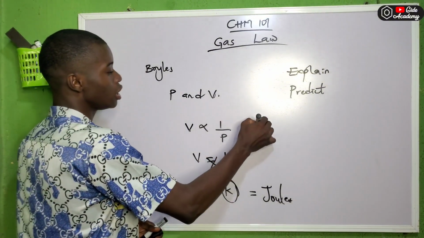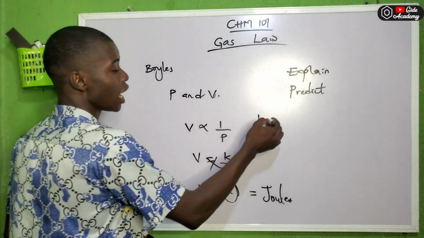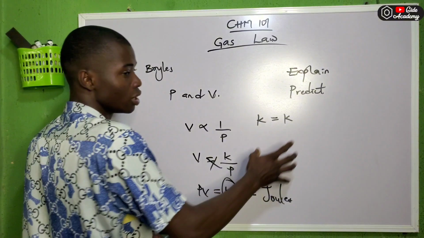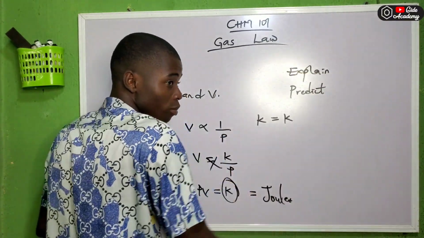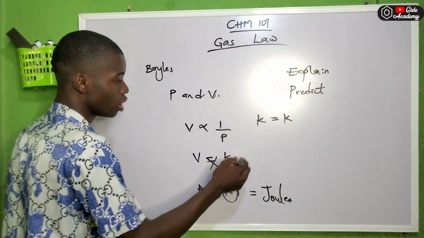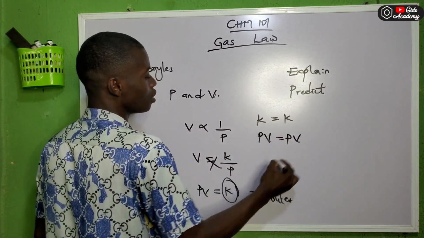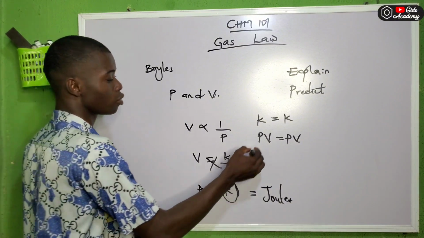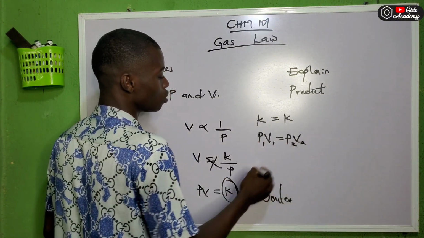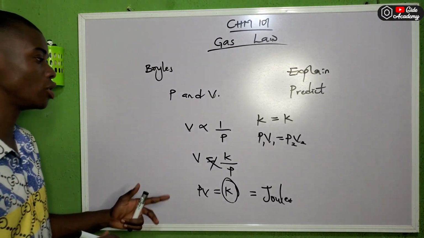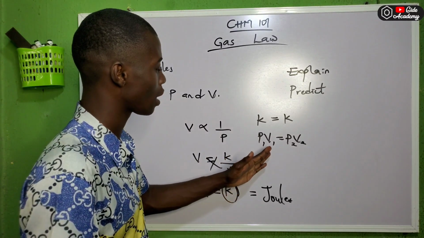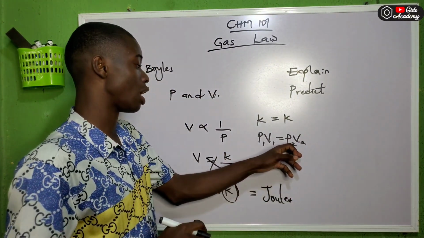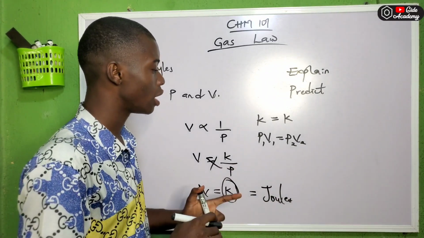Like what I always say, if PV equals K, I can say K equals K. That's to say, if this part of the board is equal to this part of the board, I can equally say this part of the board is equal to this part of the board. So we can say PV equals PV. When we have initial pressure and final pressure, we can put P1V1 equals P2V2, where P1 is our initial pressure, V1 is our initial volume, P2 is our final pressure, and V2 is our final volume.